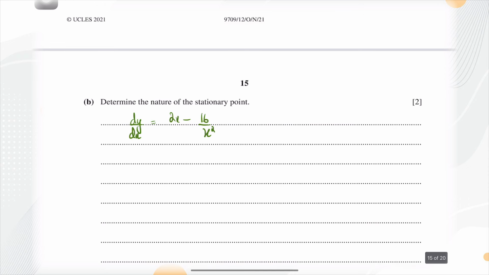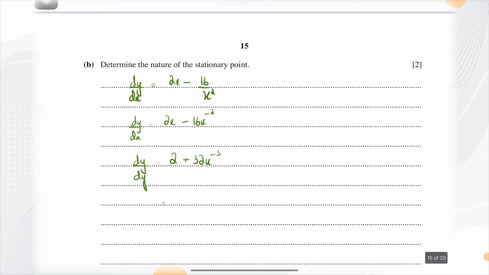So what we'll do now is we'll double differentiate it. First let's write it nicely. dy by dx equals 2x minus 16x to the power minus 2. If we double differentiate it, you get d squared y by dx squared equals 2 minus 16 into minus 2, so let's just make it positive 32 straight away, x to the power minus 3. So what do we get? We get 2 plus 32 upon x cubed.